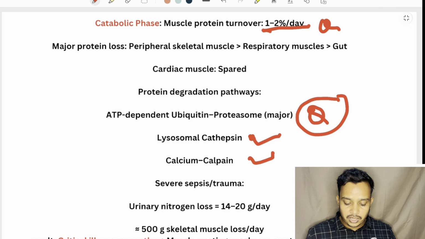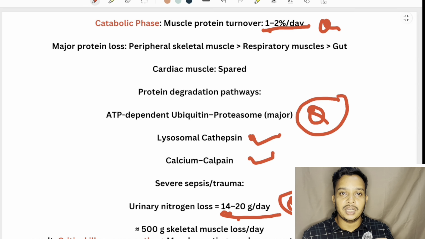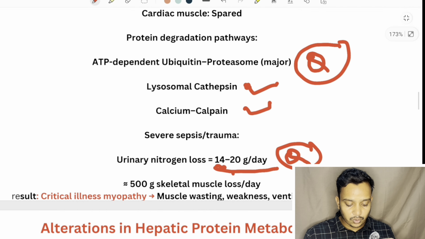But in severe sepsis and severe trauma, urinary nitrogen loss may increase up to 14 to 20 grams per day, which is approximately equal to 500 grams of skeletal muscle loss per day. Just remember, if 500 grams of skeletal muscle loss per day is happening in your patient, and you are not providing the same amount of protein, it will lead to myopathy, and the patient will be in a state of immunosuppression. This whole term is called critical illness myopathy.